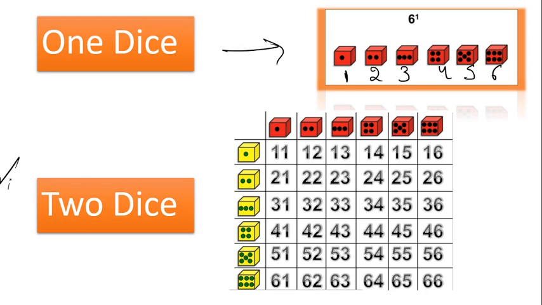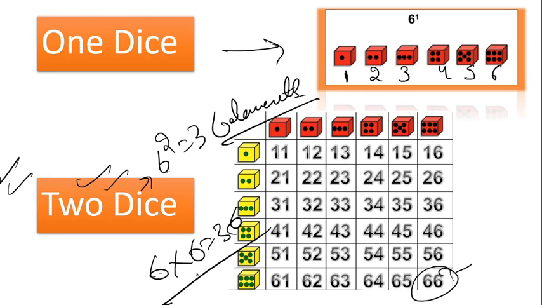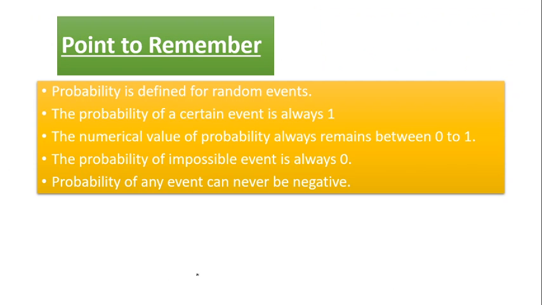And if we have two dice, then the sample space has 6 raised to power 2, that is 36 elements. Maybe 1 1 occurs, 1 2, 1 3, 1 4, 1 6, and so on. We have 36 elements, 6 in a row and 6 in a column. Collectively we have 36 elements.